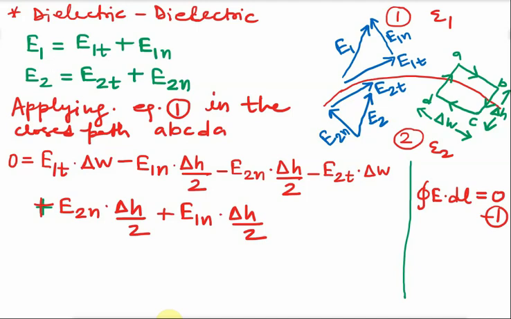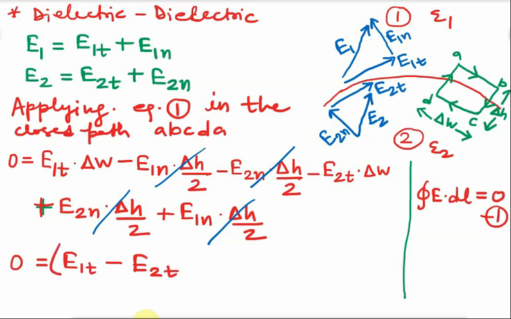Fine. Now if we see, the E2N del H by 2 terms are going to be cancelled, and the E1N del H by 2 terms are also cancelled. So which terms are left now? Here it is 0 equals E1T del W minus E2T del W. If we take this del W outside, it will be (E1T minus E2T) del W.